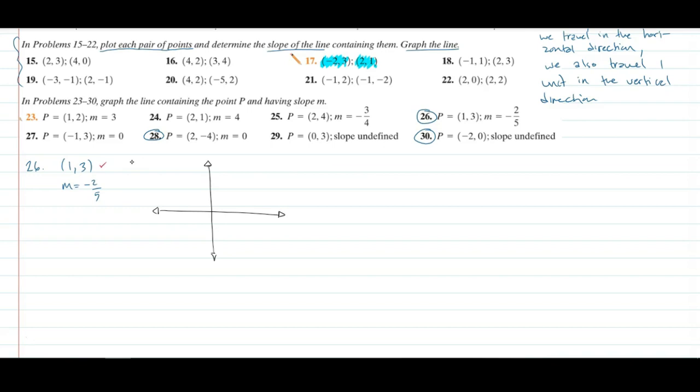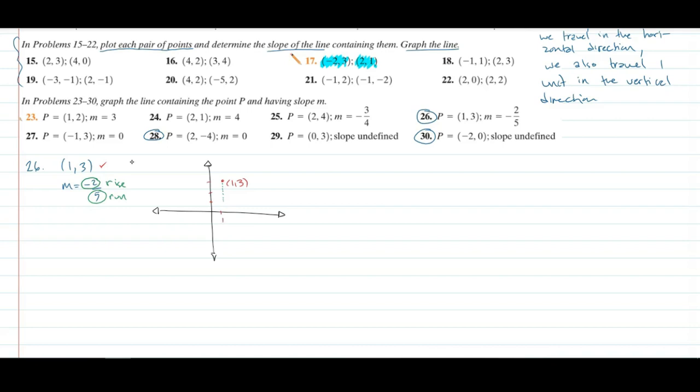We'll make the point first. So (1, 3). So 1, 2, and 3. And there's my (1, 3), all right? I know everybody in the class knows how to do this, so I'm just rushing through it. Then we can take that negative and call that negative 2, so that's our rise. And then we can take that positive 5 and call it our run. So we're going to go negative 2 down, okay? And then we're going to run positive 5.